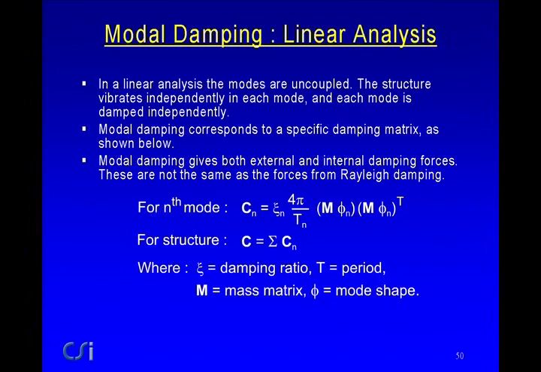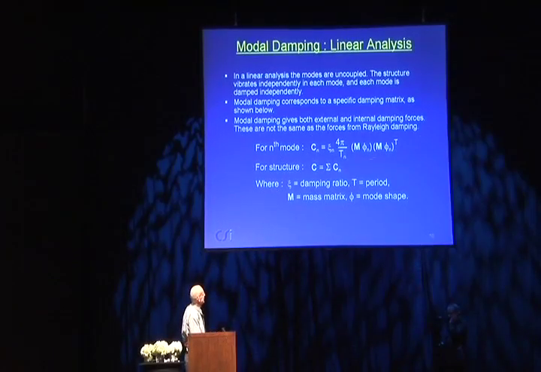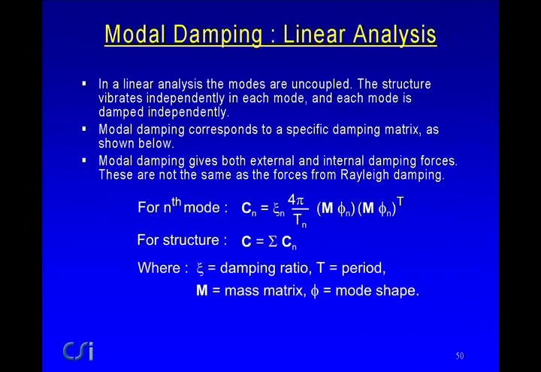If we look at modal damping for linear analysis, in a linear analysis, the modes are all uncoupled. That means that the structure vibrates independently in each of the modes, and they all get mixed up in some way. And modal damping corresponds to a specific damping matrix. I'm not going to get into details, but this is what it means. The damping matrix for a linear analysis is the sum over all the modes of the damping ratio term, the period, the mass matrix, the mode shape, and a few things like that. So you don't ever evaluate it explicitly, but it does mean a specific damping matrix.